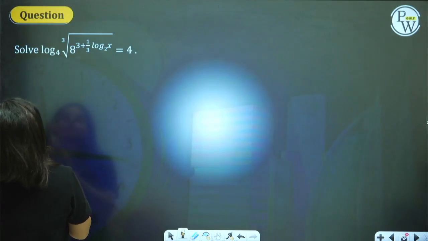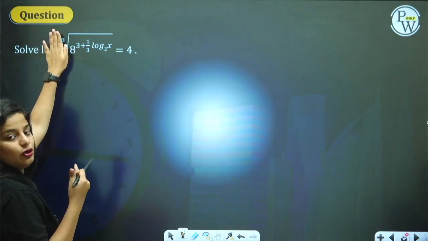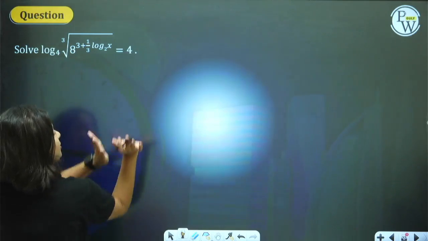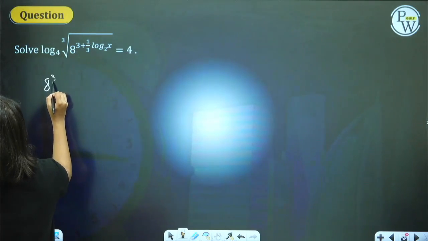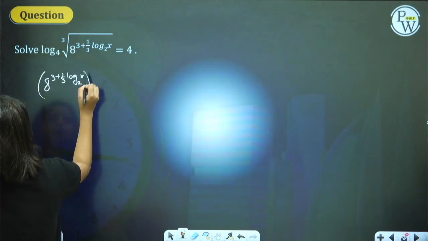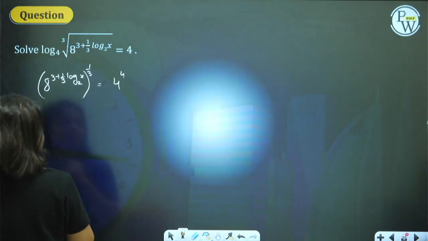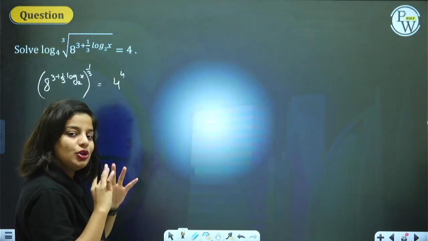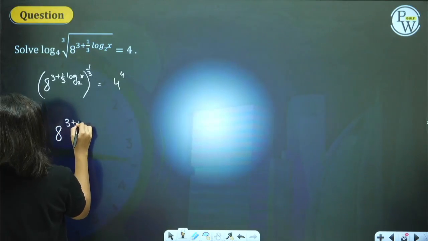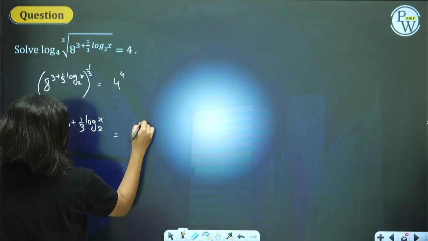Alrighty. Firstly, I am going to convert this log to exponential because I have a problem with this log. Because of the log, I am not able to simplify anything. So if I convert this log to exponential, 4 will come here, push 4 upwards. We will have 8 raised to 3 plus 1 by 3 times log of x to the base 2, the whole raised to 1 by 3, equal to this 4 coming here and pushing it up. Well, this cube root is also a problem, so let's cube on both these sides. Four raised to 4, the whole raised to 3.